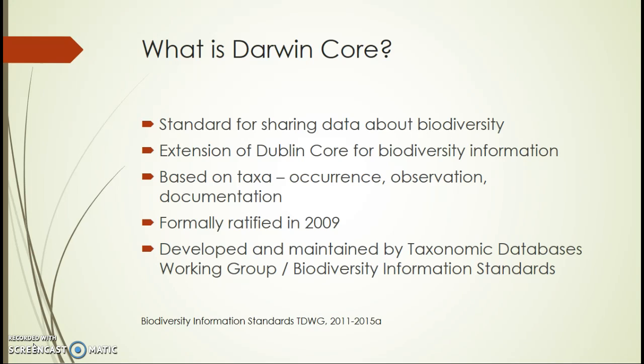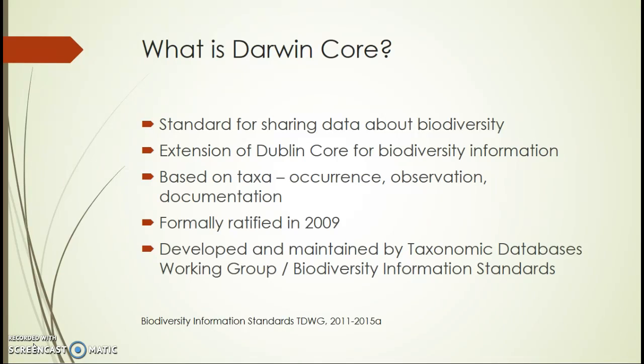Darwin Core is based on the standards developed by the Dublin Core Metadata Initiative and can be viewed as an extension of Dublin Core for biodiversity information. Darwin Core is primarily based on taxa and how occurrences of taxa, defined as groups of one or more populations of an organism, are studied and documented.